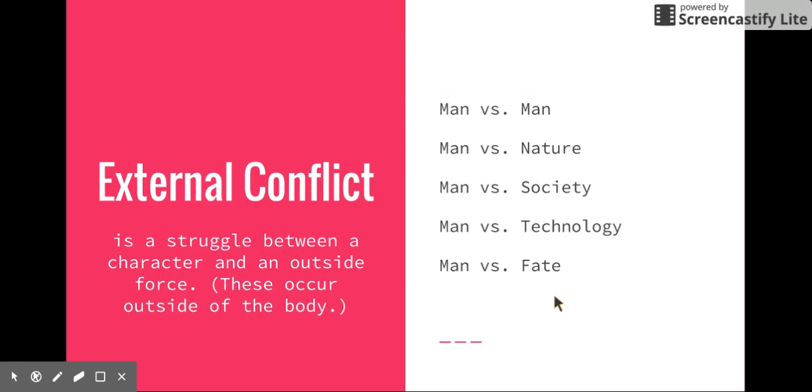So conflicts are going to fit under 2 main headings, external and internal conflicts. And external conflicts, if you think about what the word external means, these are conflicts that occur between a character and an outside force. So they're occurring outside of the body. And this will include 5 of the ones that we'll talk about. So man versus man, man versus nature, man versus society, man versus technology, and man versus fate. Now, I wrote these as man versus, however, sometimes you'll see it as character versus or person versus, and it's important that you can shift your thinking and recognize that they're all referring to the same thing.